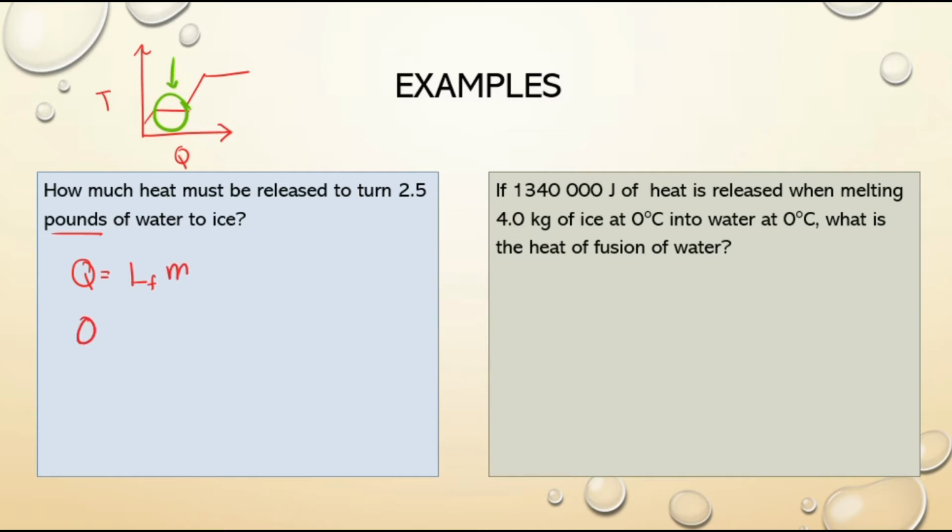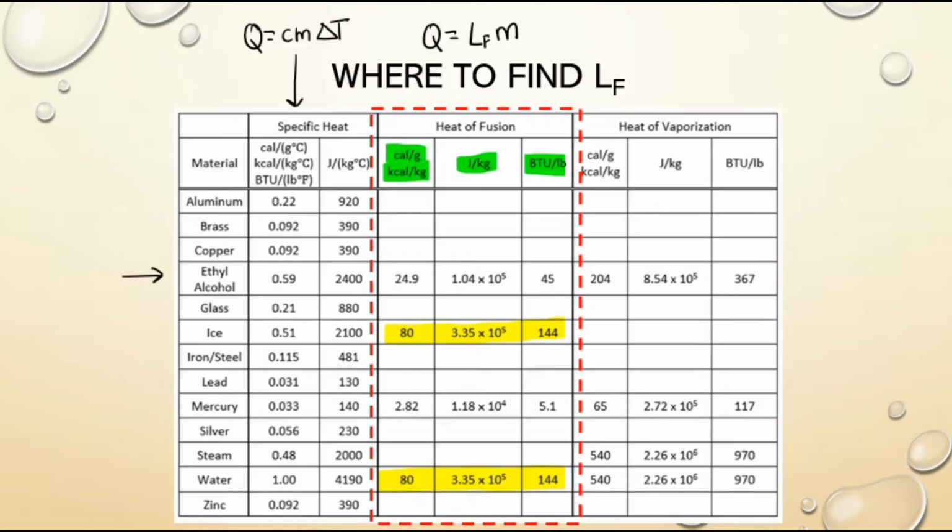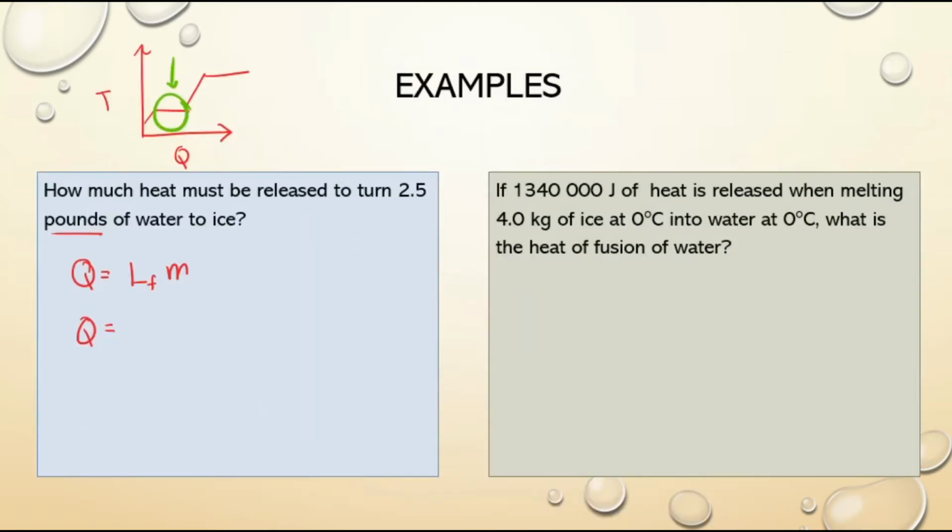And we're going to have Q equals, and we need to go find out what LF is for BTU for ice or water. So I'm going to go back to this, and I see that if I'm looking at ice or water, they both give me the same value in the BTU column, 144 BTU per pound. So that goes in for LF, heat of fusion, and 2.5 goes in for the pounds, and all you're going to get is 360 BTUs.